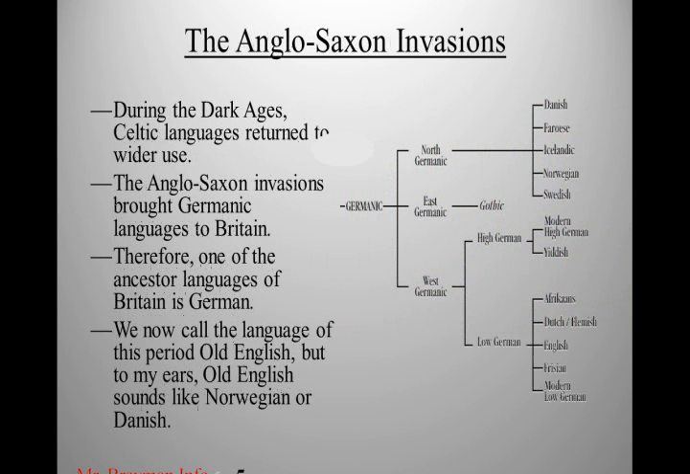During the Dark Ages, the Celtic languages returned to a wider use, but the Anglo-Saxon invasions brought the Germanic languages into Britain. As we can see from this language family tree, Germanic is one of the ancestor languages of English.